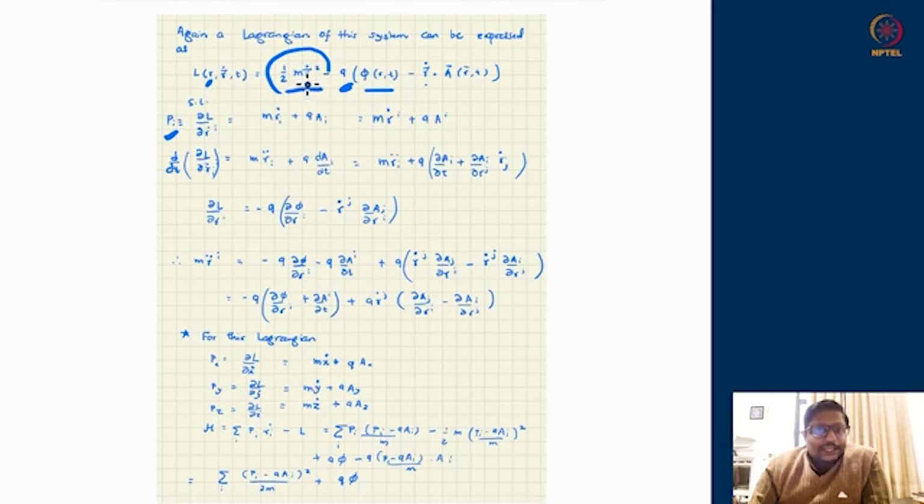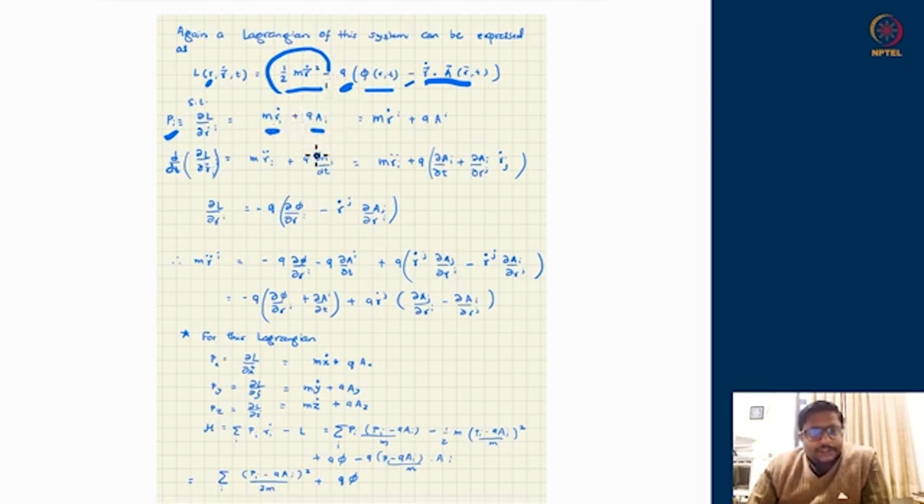So Ri dot is hiding here, as well as in this term where I also have R1 dot times AX plus R2 dot times AY plus R3 dot times AZ, with a minus sign after all. So you can see that overall, if I take the partial derivative of the Lagrangian with respect to Ri dot, then I will get M Ri dot from the kinetic term and plus Q times Ai. There is a minus sign here and there is a minus sign outside as well.